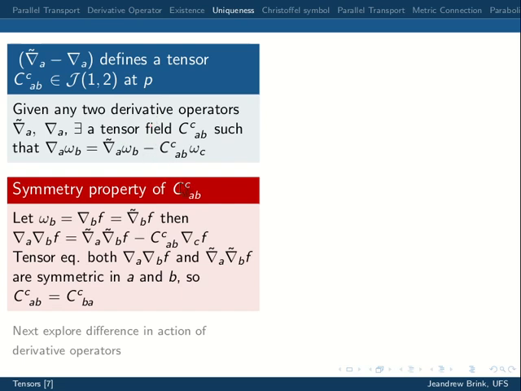The first time I saw these Christoffel symbols, I thought somebody had plucked them out of the sky and they landed there. They're not. There is a very good reason for them to exist, and they come exactly from our definitions of a derivative operator in a manifold.